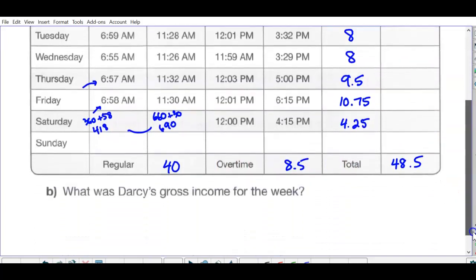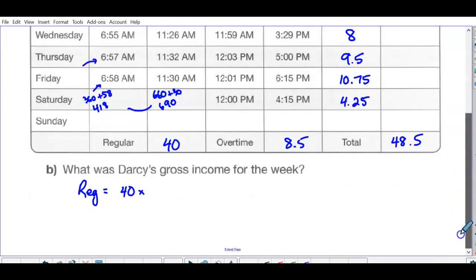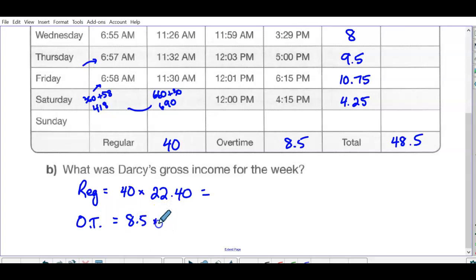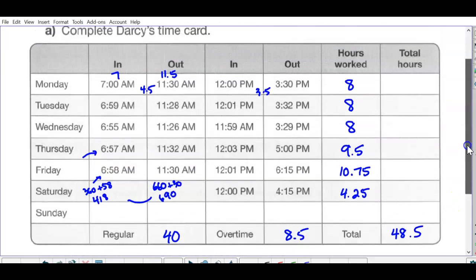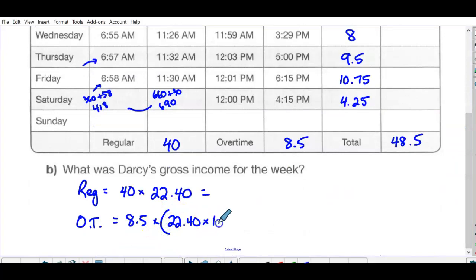Okay. And then gross income for the week. So we go regular, 40 hours times her regular pay, which is $22.40 per hour. Overtime is 8.5 times $22.40, her regular pay, and she gets time and a half. So really, we're multiplying that by 1.5. You can put it in brackets, or you can just straight multiply through.